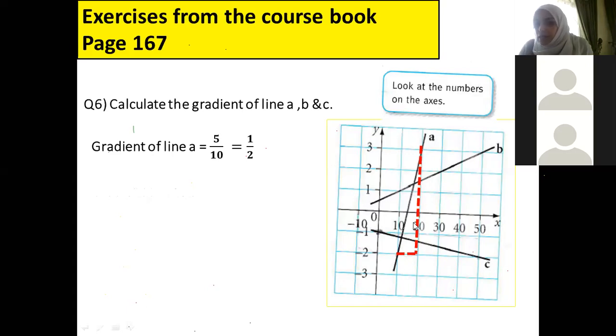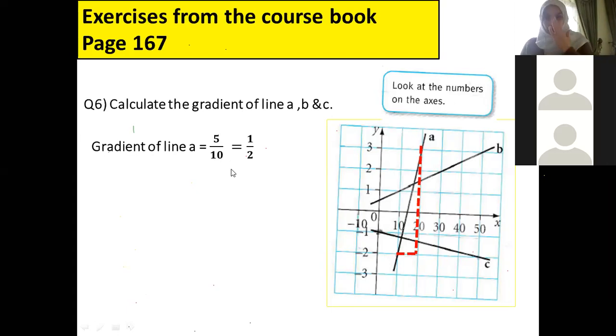And I will find how many lines up and down I went. I just counted the squares: 1, 2, 3, 4, 5 squares. So I have 5 up, okay? And how many across? On the grid paper, it's 1 square. But when I check the numbers on the x-axis, it's from 10 to 20. So how many are they? Are they 1 unit? No, 10 units. So I said 5 divided by 10, considering the numbers on the axis. And when I simplified, it became a half. Any question, Taha? No, thank you, teacher.